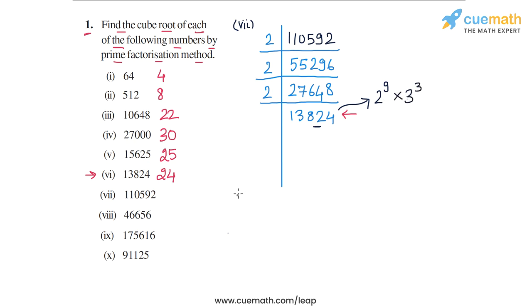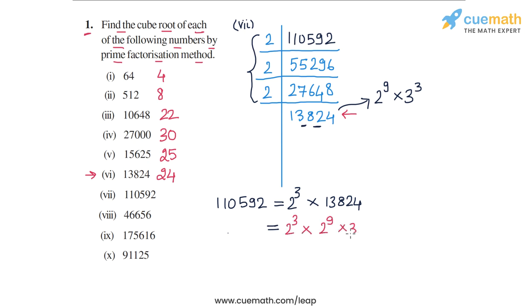So 3 repetitions of 3. So the number in this part, 1,10,592, is these 3 repetitions of 2, into this number 13,824, and instead of 13,824, let's write its prime factorized form, which was 2 raised to the power 9 into 3 raised to the power 3. So in total, this number has 12 repetitions of 2 and 3 repetitions of 3.